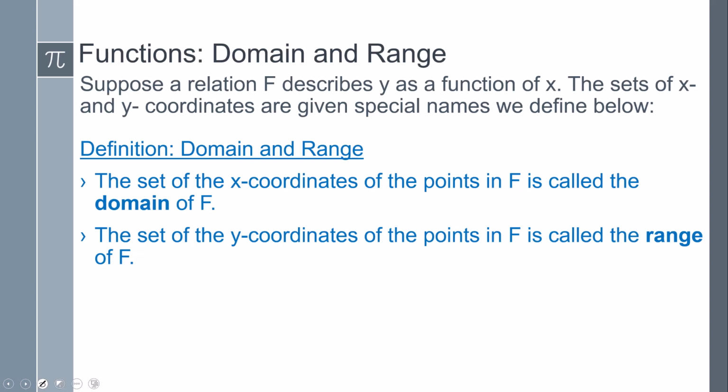The sets of x and y coordinates are given special names. The set of all x coordinates of these points in our function is called the domain of f. And the set of all the y coordinates of these points in f, we call that the range. So the x coordinates are the domain, the y coordinates are the range.